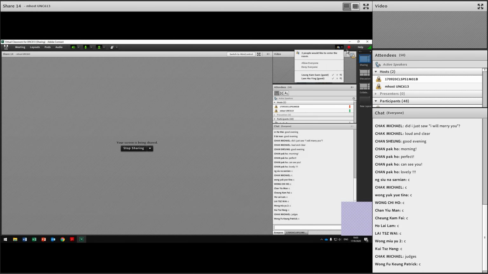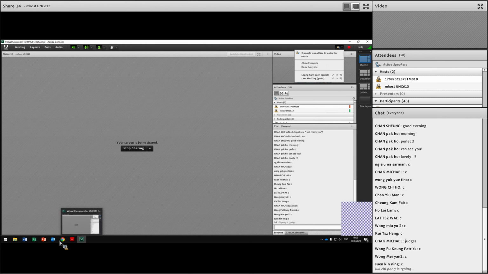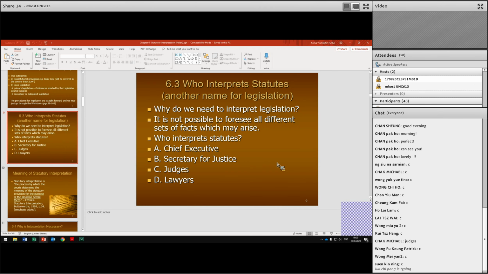Very good. It should be C. Everyone knows that it should be the job of judges. Why? Because a judge is a legal professional, and also neutral and fair-minded, so that is the reason why he should interpret the law. The Chief Executive is the head of the executive. The Secretary of Justice is the legal advisor to the government. A lawyer is the legal advisor to the client. So the job must be done by the judge.